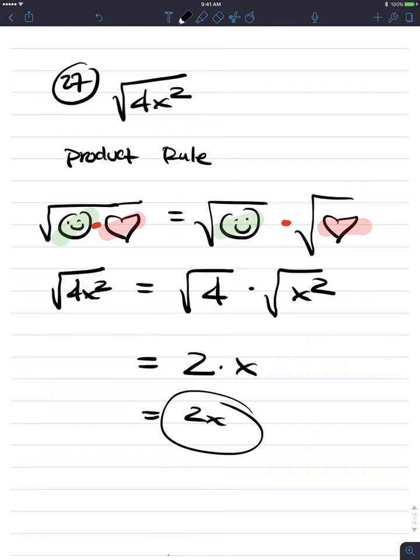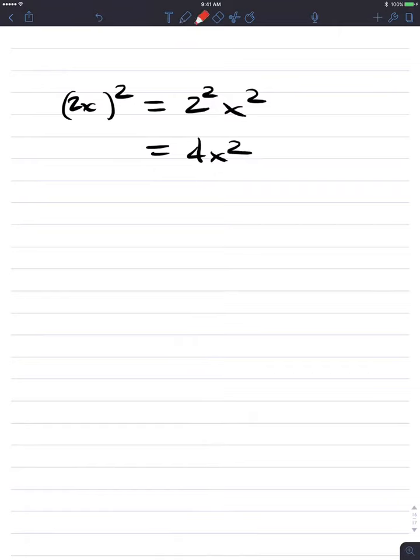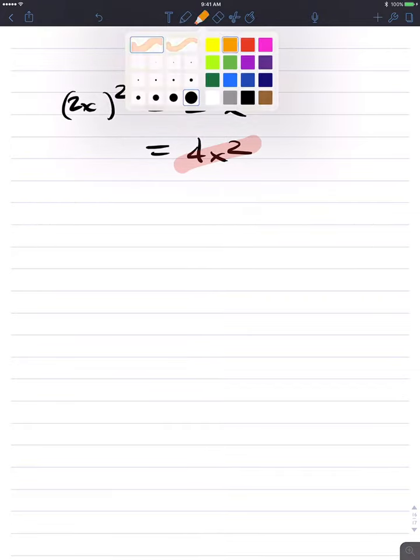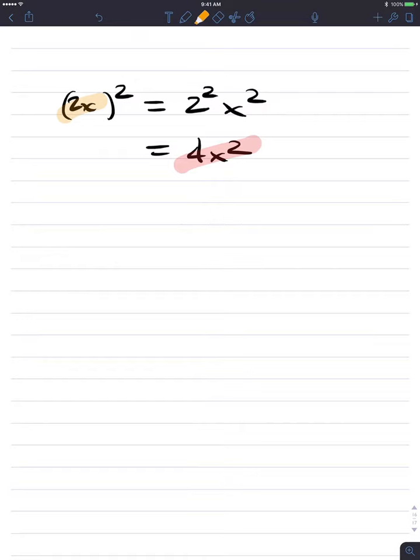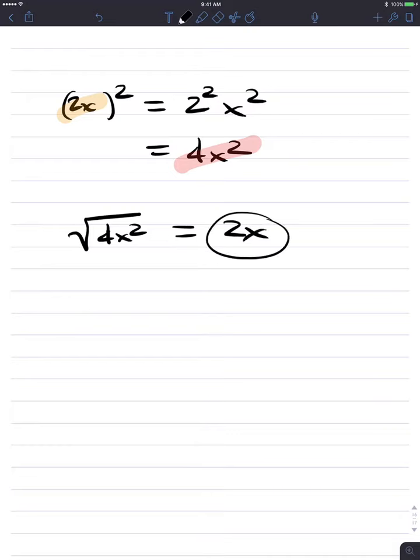Let's note that 2x raised to the second power by properties of exponents was 2 squared x squared, which is 4x squared. Meaning 4x squared is a perfect square, and the base that was used to raise to the second power was a 2x. What that always means is that the square root of that perfect square is equal to that base of 2x. That's the same answer we got above.